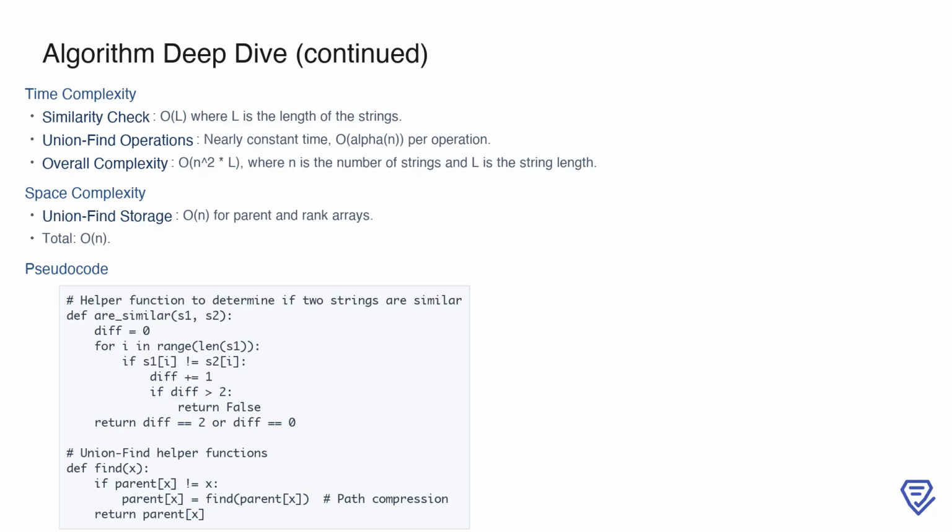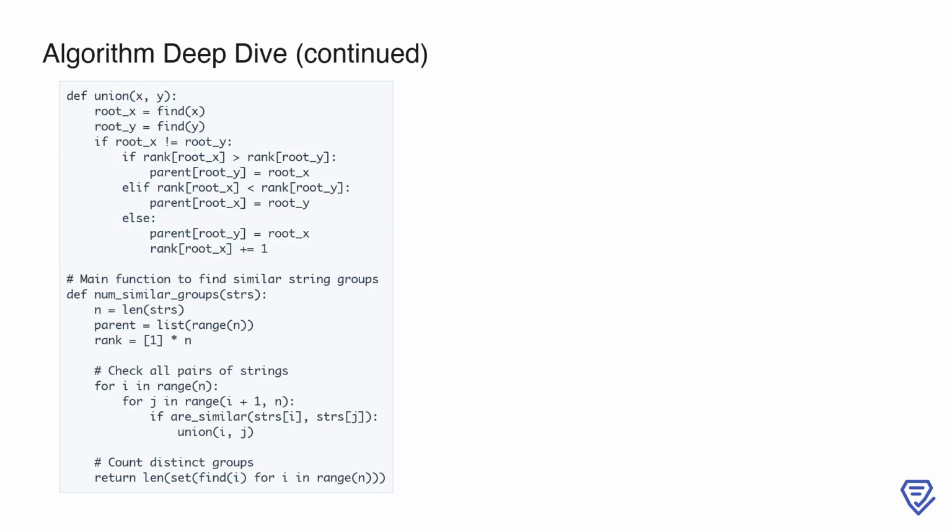The is_similar function determines whether 2 strings differ at exactly 2 positions or are identical. The find function in the union find structure uses path compression to optimize repeated lookups of the root of a set. This ensures that the algorithm remains efficient even as the number of strings increases. The union function is designed to merge 2 sets by attaching one root to another, based on their rank. If one set has a higher rank, its root becomes the parent of the other set's root. If the ranks are equal, we arbitrarily choose one root and increment its rank.